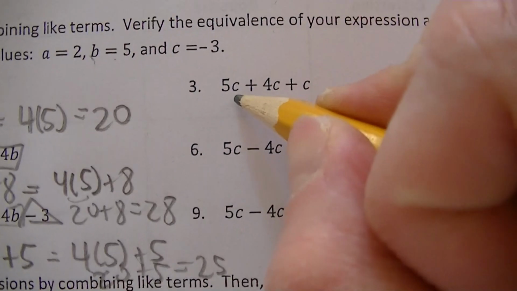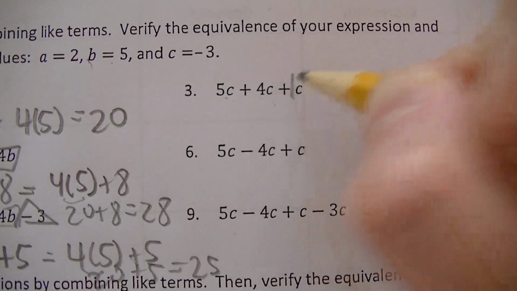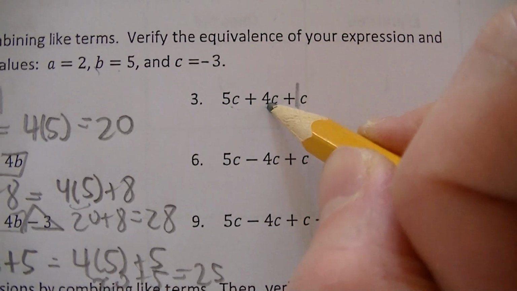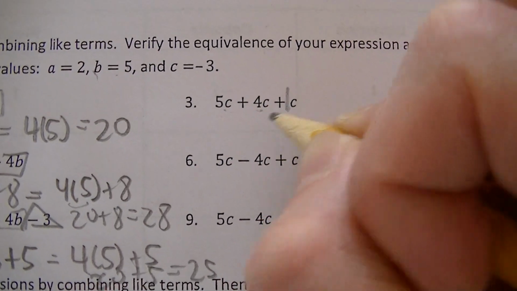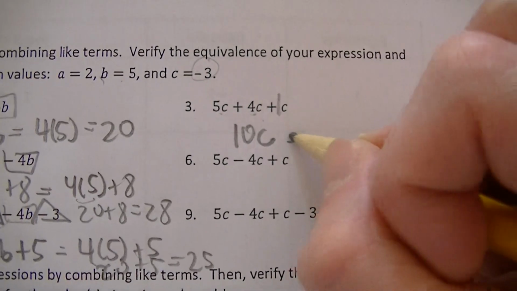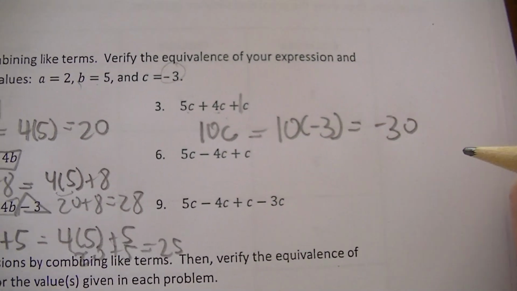Okay, right here, simplify it. 5c plus 4c plus c. Remember, there's only one c right there. So if you want, you can put the coefficient as 1. So 5 plus 4 is 9. 9 plus 1 more is 10. So this is 5c plus 4c plus 1c is 10c. They wanted to substitute that in right there. So this is really 10 times -3, which is -30.